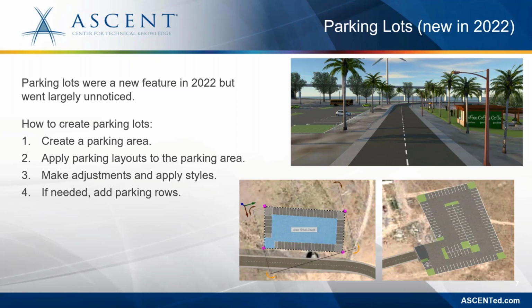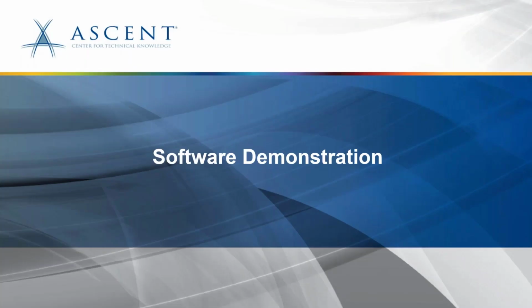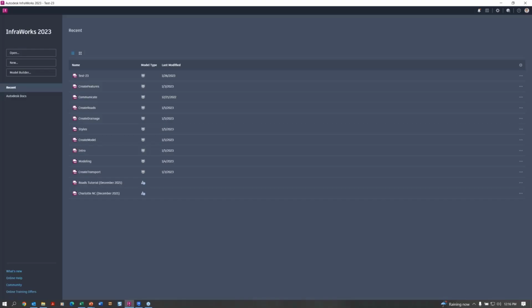If needed, we can add additional parking rows. The parking layouts that are applied to the parking area can also be applied to coverage areas. Parking rows can be applied to any surface within InfraWorks. And again, I'll be demonstrating this shortly. Okay, let's jump over to InfraWorks.